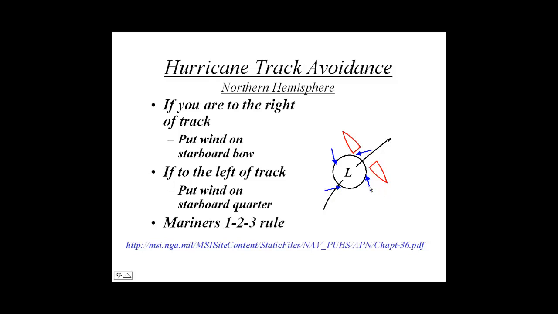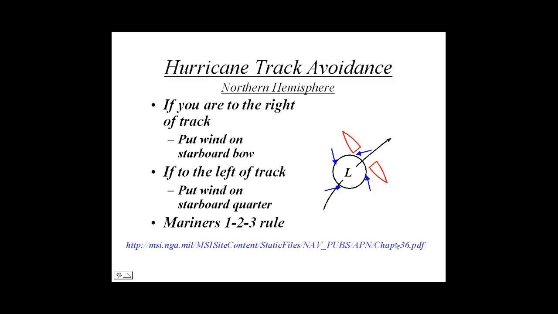You see this? If you keep the wind on your starboard bow, you'll be sailing in this direction as the low approaches. If you are on the left side of the track, and with the rules I showed you before about wind direction changes and barometric changes, you can judge whether you're right or left of track. So if you're left of track, you want to put it on your starboard quarter, northern hemisphere. Okay, and it's the opposite for southern hemisphere.